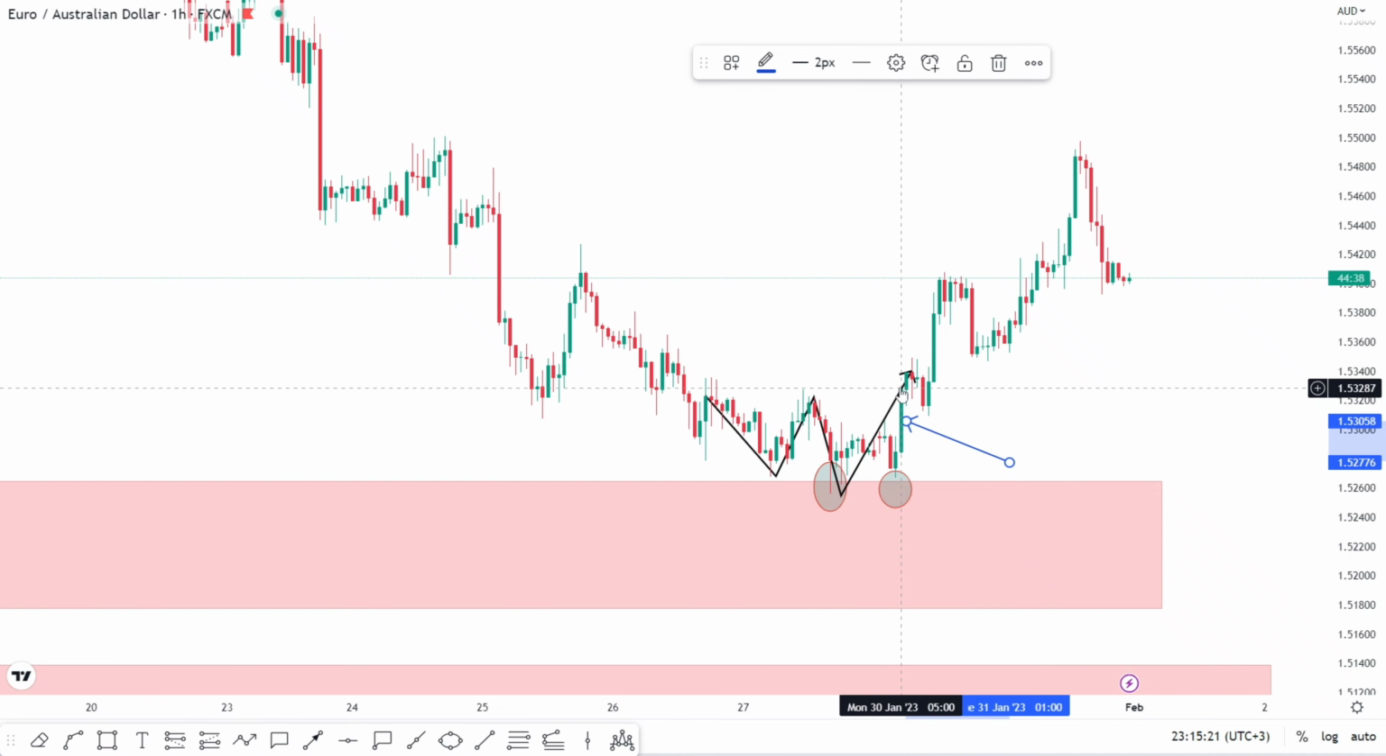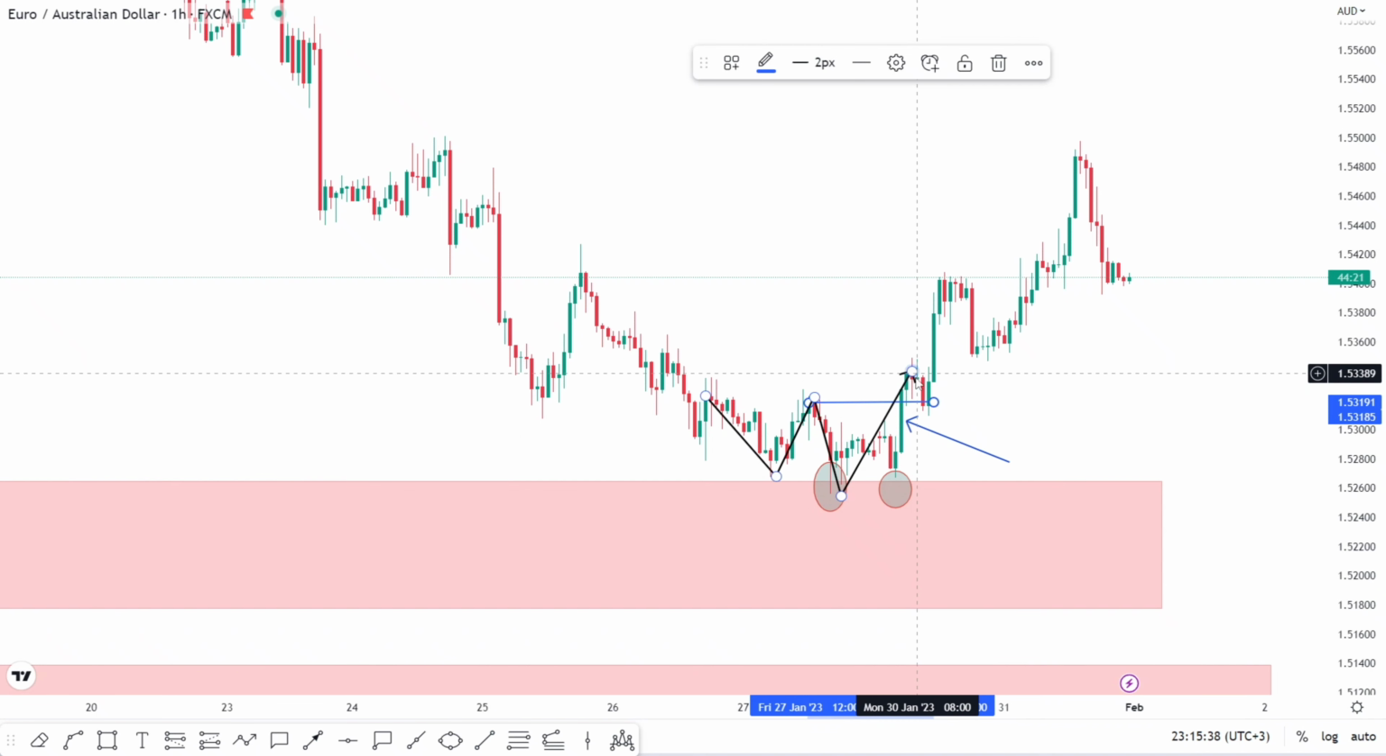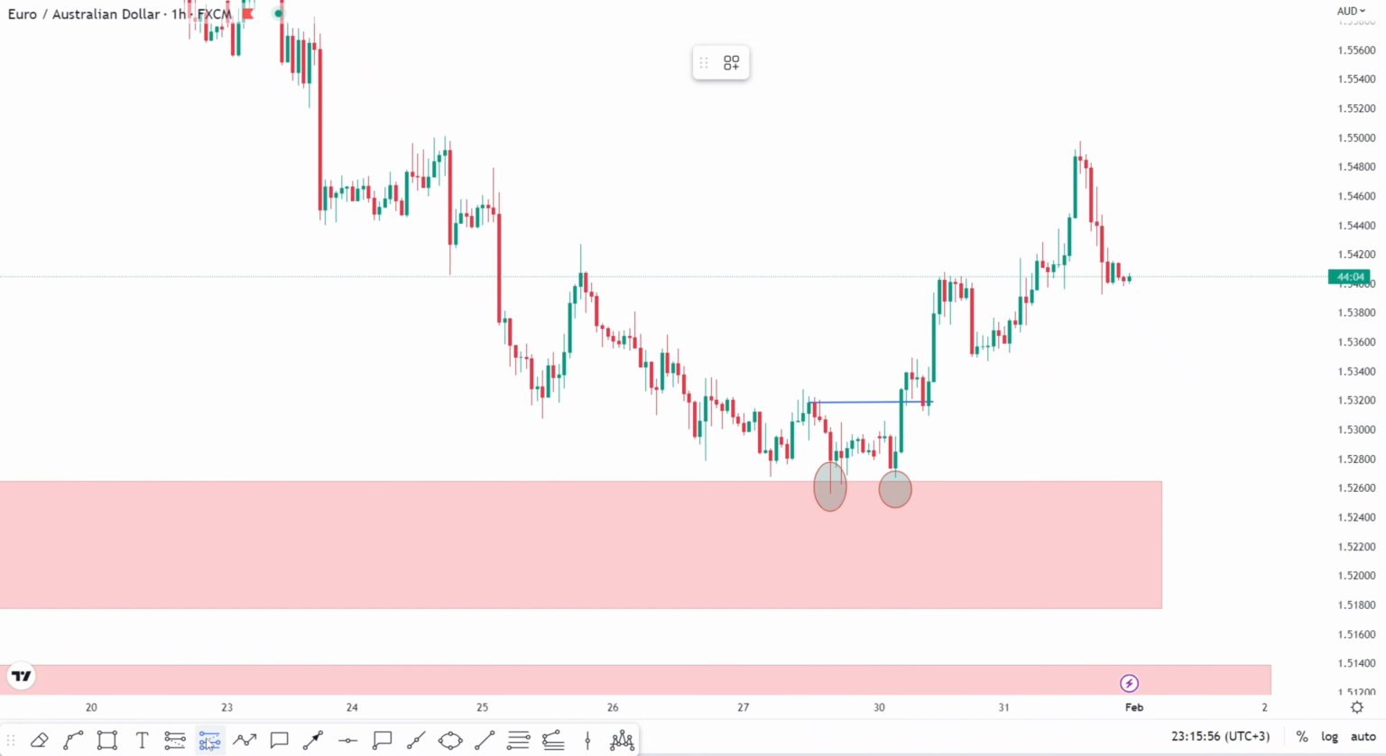So once I have my confirmation, now remember I already have two confirmations. The first one was the rejection and the other rejection. Then we finally have a complete bullish pattern. So after having the bullish pattern, I always want to come and get my entry here at the neckline always. So you wait for price to come and retest the neckline.